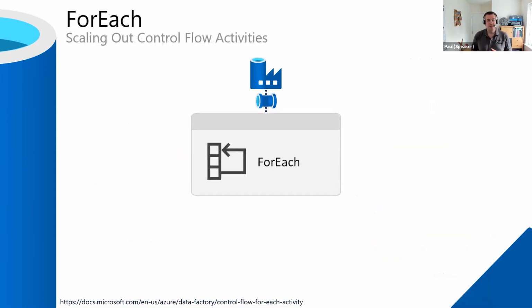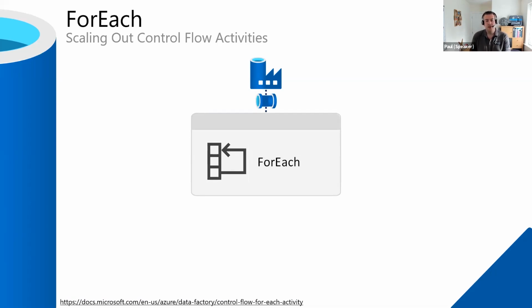Next up is maybe my number one favorite. Don't tell them, yeah, they're all my favorites. And that is the for each activity. And what I've put here in the subtitle, as you'll see, is scaling out our control flow activities. Well, what do I mean by that?